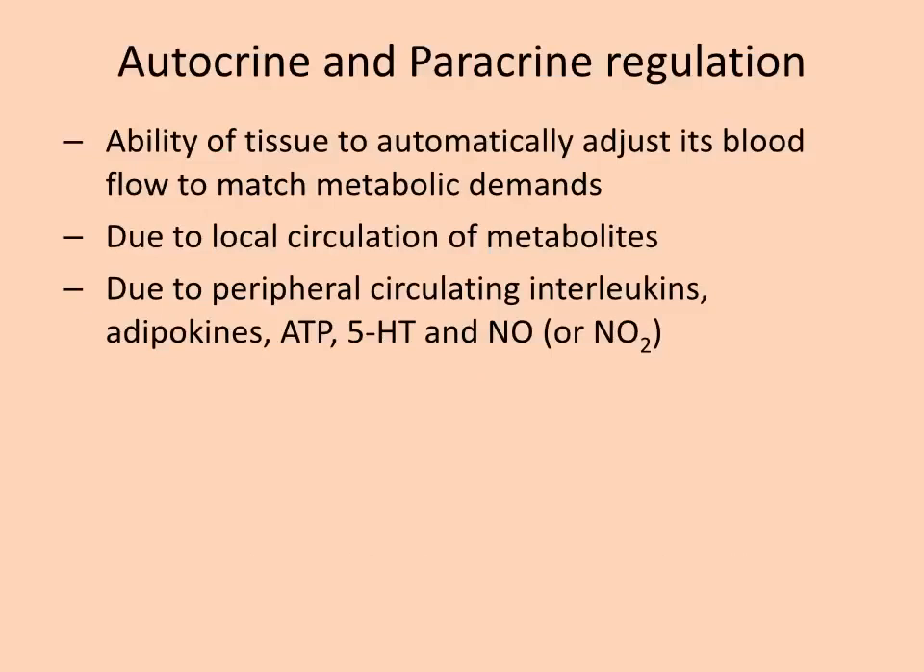In addition to the endocrine signaling and the neurological signaling, we end up having autocrine and paracrine regulation. Most of the autocrine and paracrine regulation is going to be related to regulation of anastomotic junctions and collateralization of flow. This is going to allow for the body to change where blood is moving due to metabolic demands. The principal signals are going to come from interleukins, ILs, adipokines, in particular adiponectin, the amount of adenosine triphosphate and adenosine in circulation, serotonin, abbreviated 5-HT, and nitrous oxide.